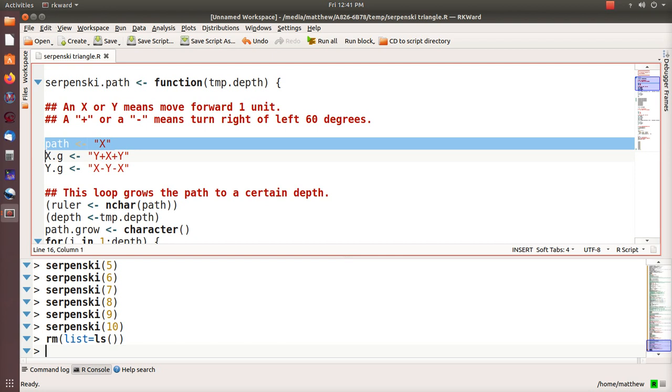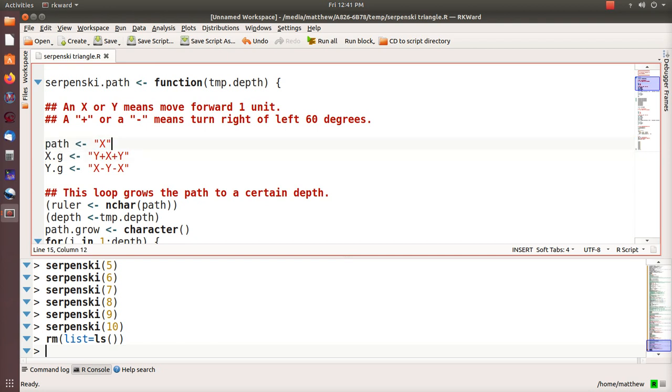Now to grow this, whenever there's an x in our path, to go one more depth, and I'll make it more in a second, whenever you see an x, we put in this sequence: y, x, y. And this says go 1 unit forward, turn right 60 degrees, go 1 unit forward, turn right 60 degrees, go 1 unit forward. And the dot G means grow. Whenever there's an x, we're going to grow it with this pattern. Okay, silly notation, but that's what I used.